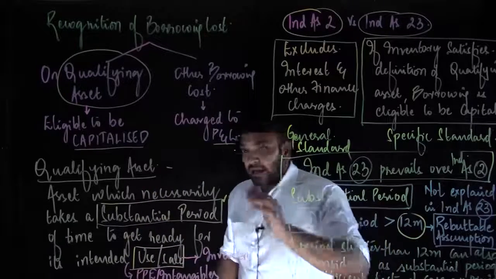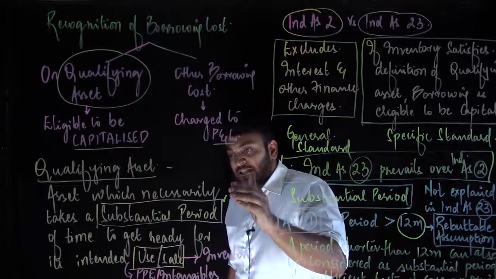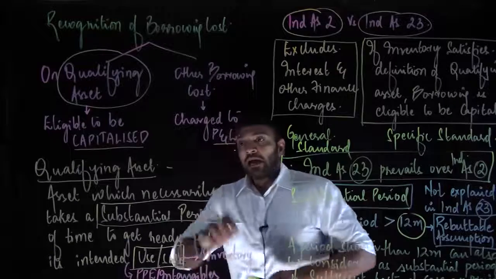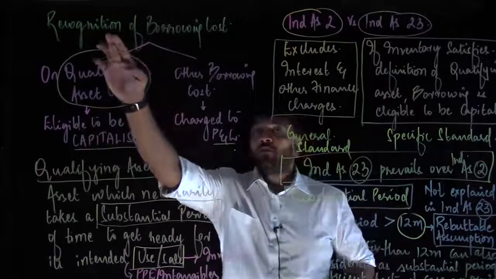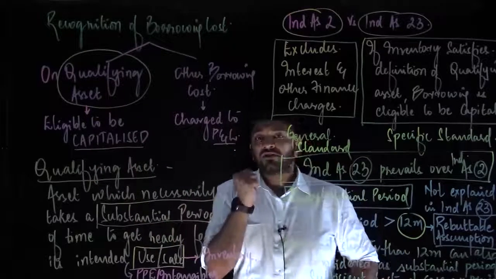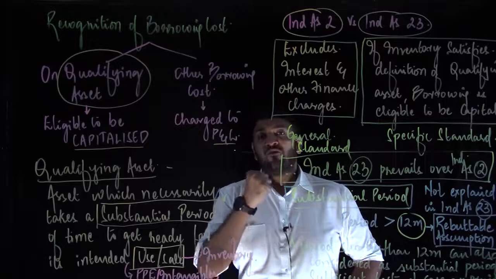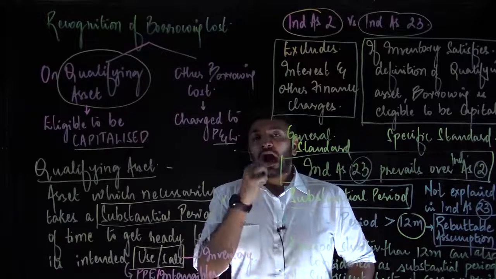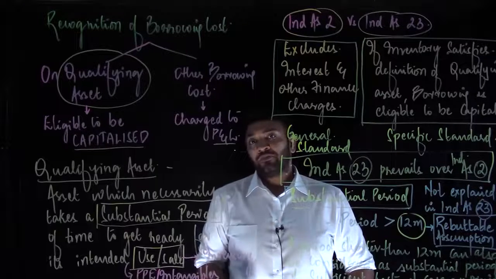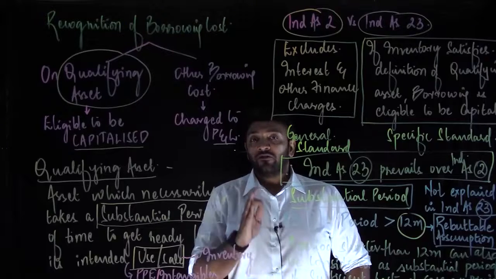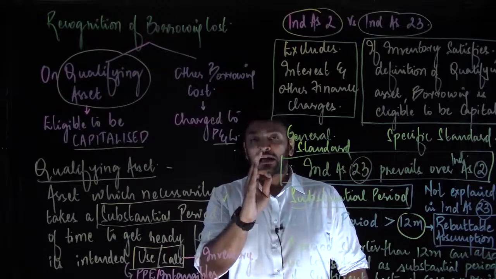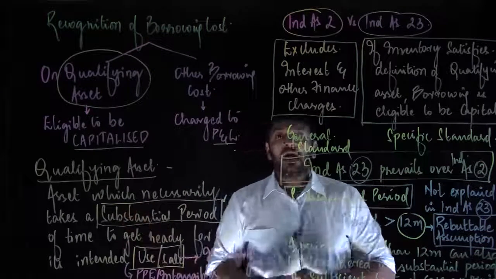So I'm saying an asset which necessarily takes substantial period to get ready for its use or sale will be called as a qualifying asset. And if I have a qualifying asset, then the borrowing cost attributed to that is eligible to be capitalized. This is the crux of the standard. If someone will ask me what was AS 23 talking about, I will say that it talks about capitalization of borrowing cost on qualifying asset. In essence, this is what we talk about. We are saying Ind AS 23 talks about capitalization of borrowing cost on a qualifying asset. So this is what a qualifying asset is, how we define it.